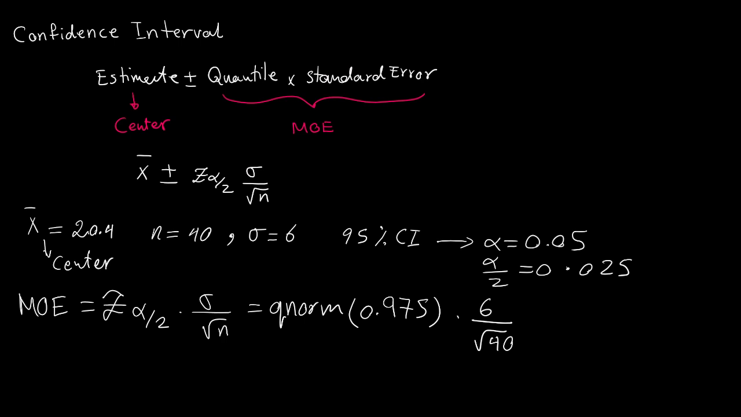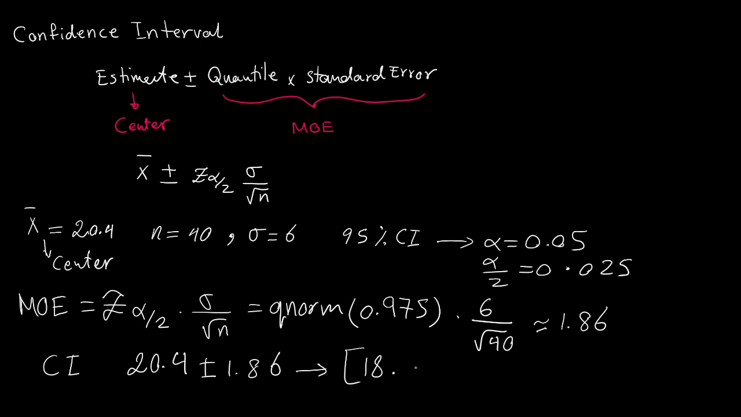I calculate this qnorm. The qnorm of this value is 1.96, and if I multiply by 6 and divide by the square root of 40, it's almost 1.86. And then the 95% confidence interval is the center 20.4 plus and minus 1.86. So the interval is 18.54 and 22.26.